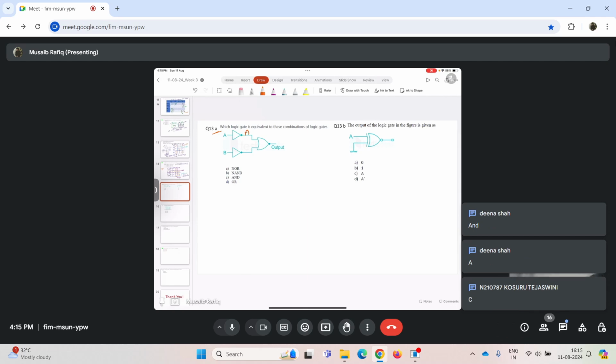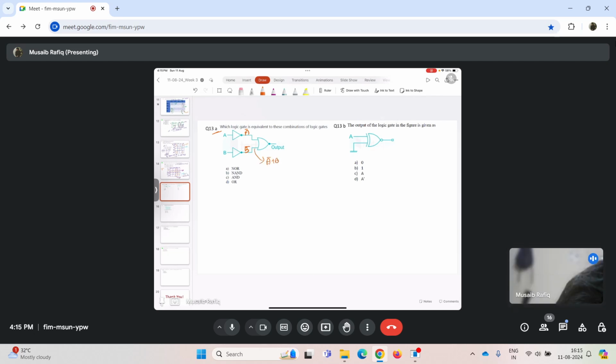This is basically your A bar. This is basically your B bar. And this goes to your NOR gate. So it is A bar plus B bar whole bar. So using De Morgan's law, it is A bar whole bar, B bar whole bar. That is equal to AB. So that is your AND gate.